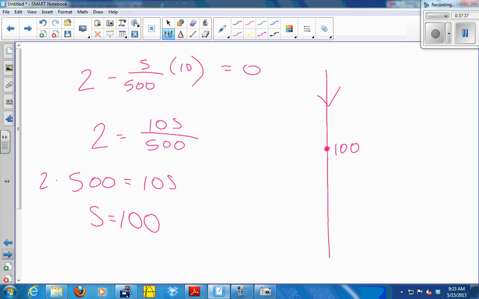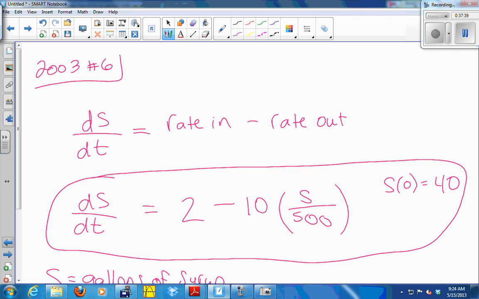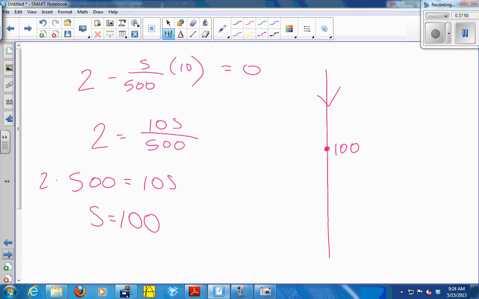And if I plug in a number less than 100, like 0, make s 0, then I just get positive 2 for ds dt, which is positive. So s is increasing. So I have a sink there. So that means that in the long term, as t goes to infinity, the number of gallons of syrup in the tank is approaching 100.